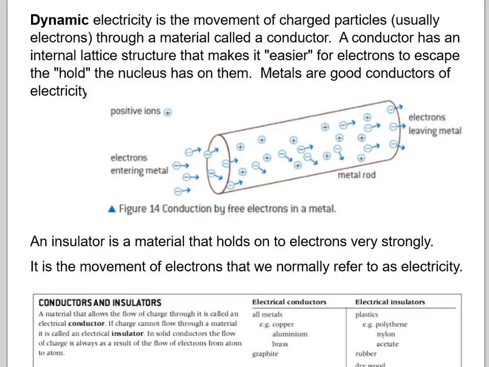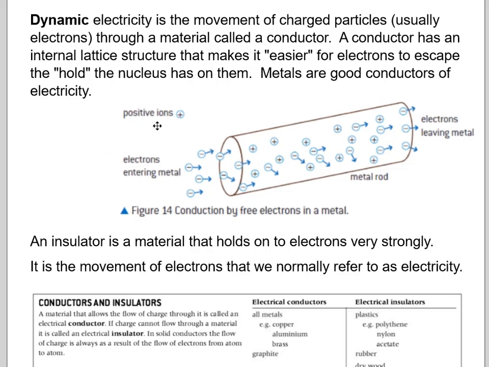So dynamic electricity is the movement of charged particles, usually electrons. For all of our discussions, it'll be electrons, through a material called a conductor. A conductor has an internal lattice structure that makes it easier for electrons to escape the hold of the nucleus on them. If you think of all your protons and neutrons, all those nuclei are locked in place, and then the electrons zip around them and jump between different nuclei. Metals are good conductors of electricity. Let me just shimmy my picture over here.